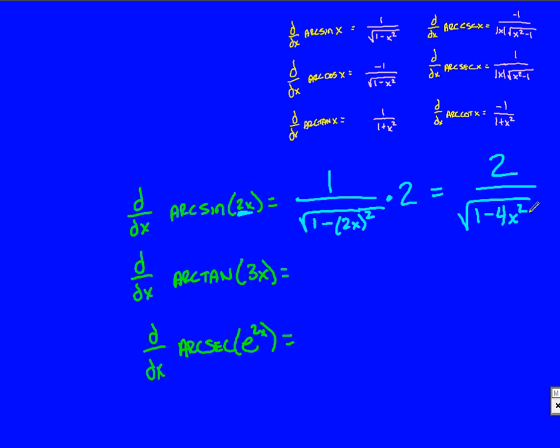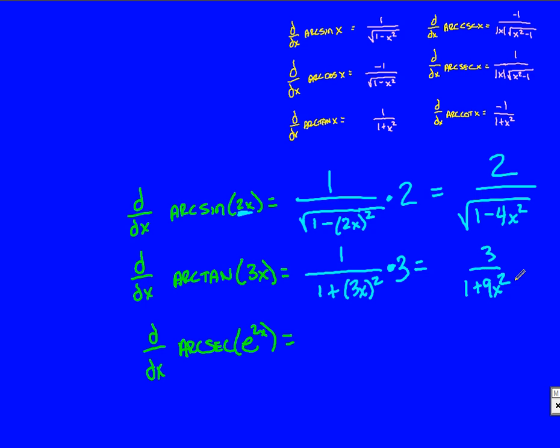Okay, it works the same for our tangent here. Use the formula. This is the one tangent without a square root, so 1 over 1 plus 3x squared. What did I forget already? I forgot to multiply by the chain, derivative of the inside, so I should get 3 over 1 plus 9x squared.